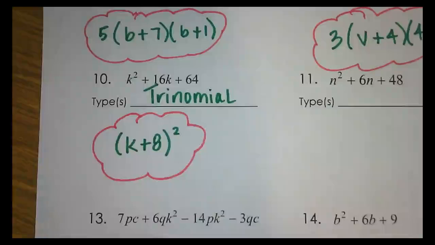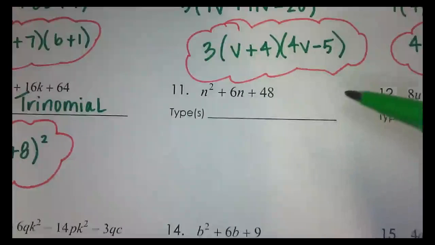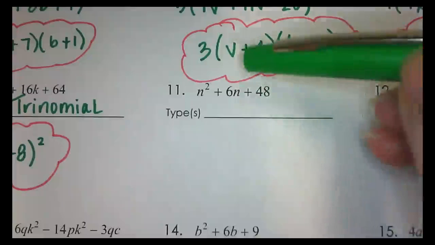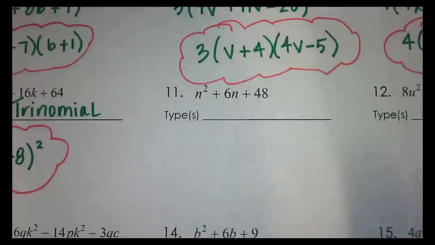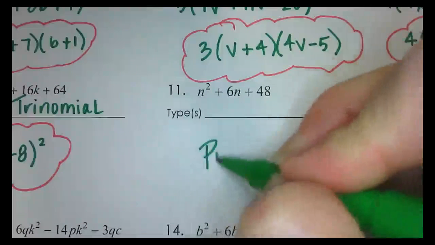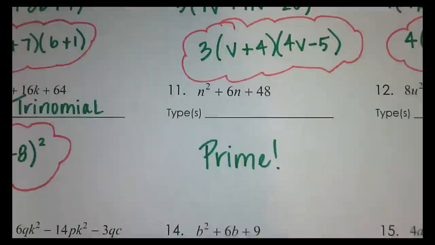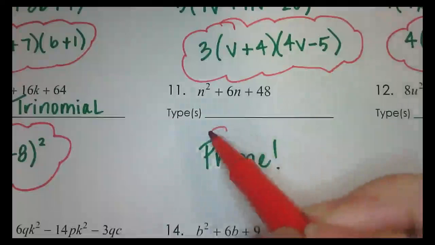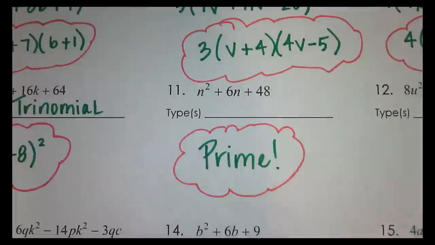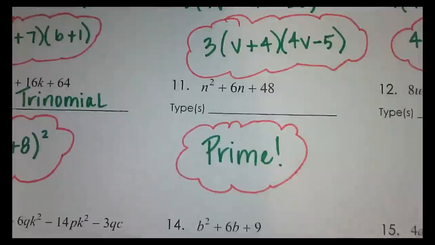Number 11, first thing I'm going to look for is a GCF, and I do not see anything in here. So now I'm looking for numbers that multiply to be 48 but add up to 6. So after you think about it for a little while, you realize it's not possible. And when it is not possible to do anything, then it's prime. If we can do even a GCF, the answer is not prime. The answer is only going to be prime if we can't do anything at all.